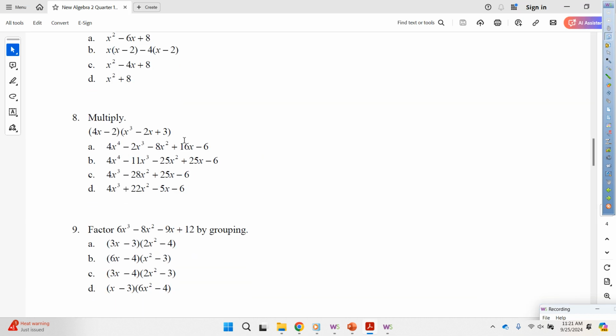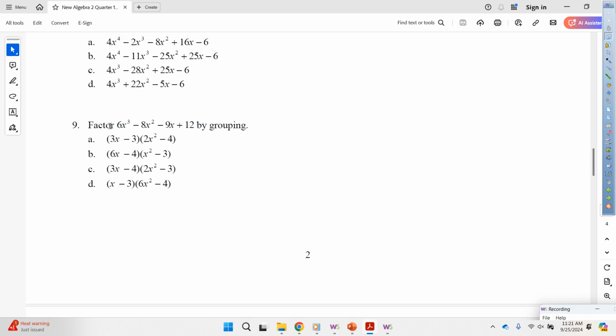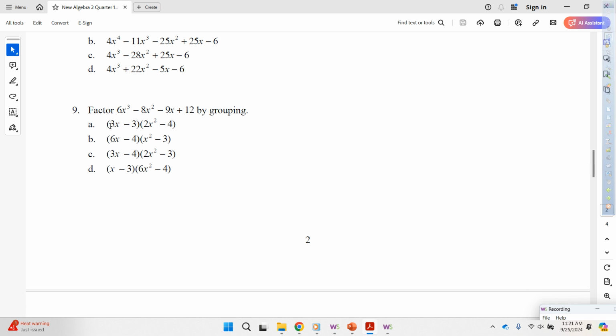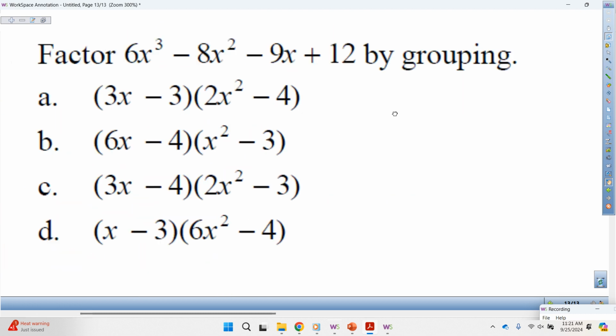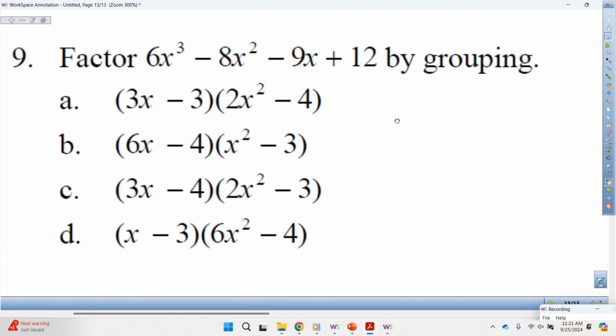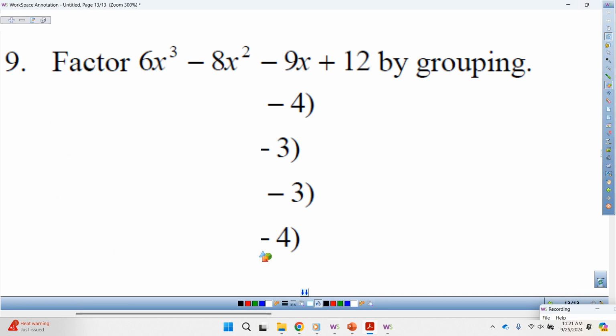Go to number 8. Oh, we already did 8 on the warm-up? Yeah. Okay. How about number 9? Did we do number 9? No? All right, do number 9. Let me zoom in. All right, here we go. Let me make some space here.